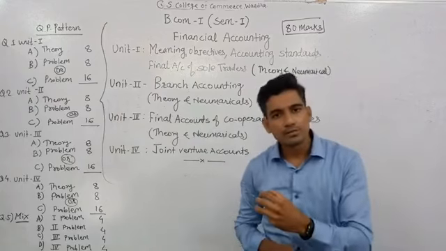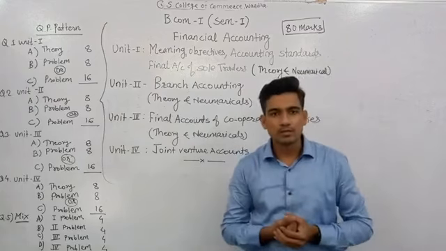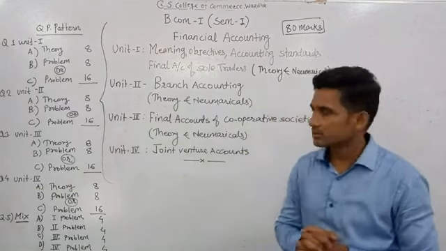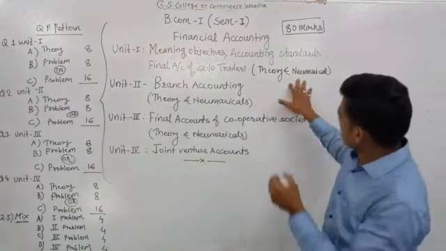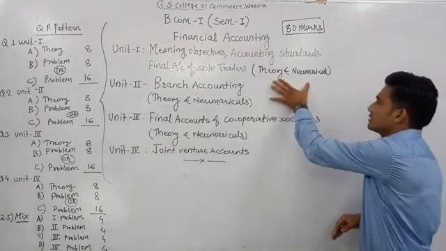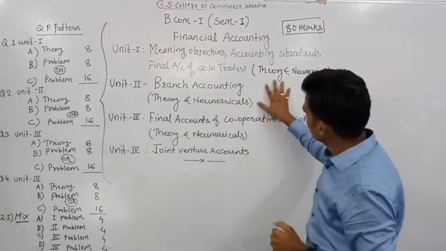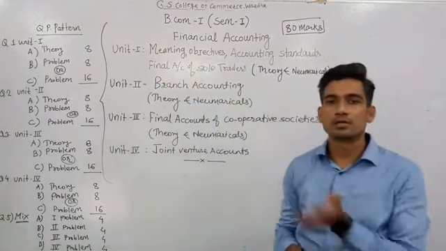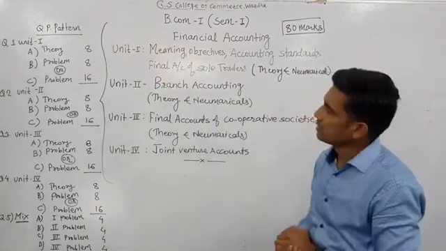Then we have to do the adjustments and then dual effects. All those things that we are going to see is the part of final accounts of sole traders. So when I just wrote here the theory and numericals, it means that some part of this unit is related to theory, some part of this unit is related to numericals.